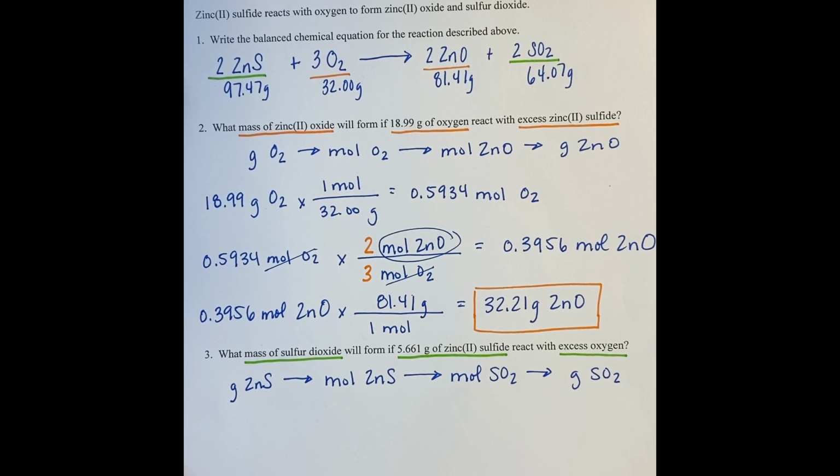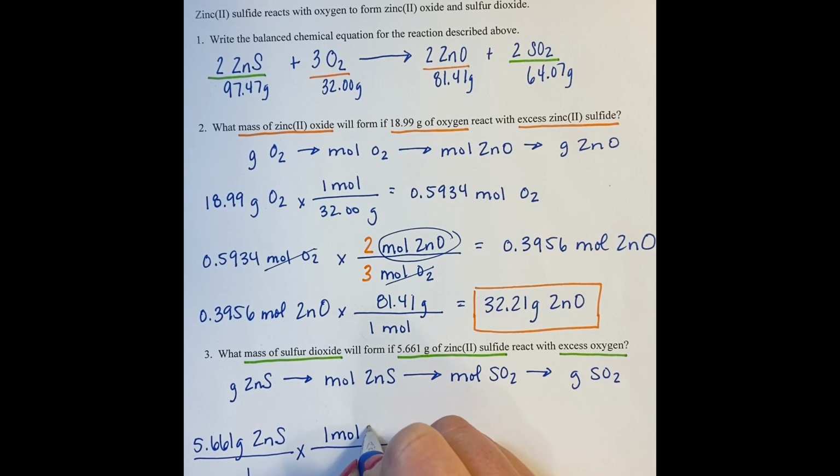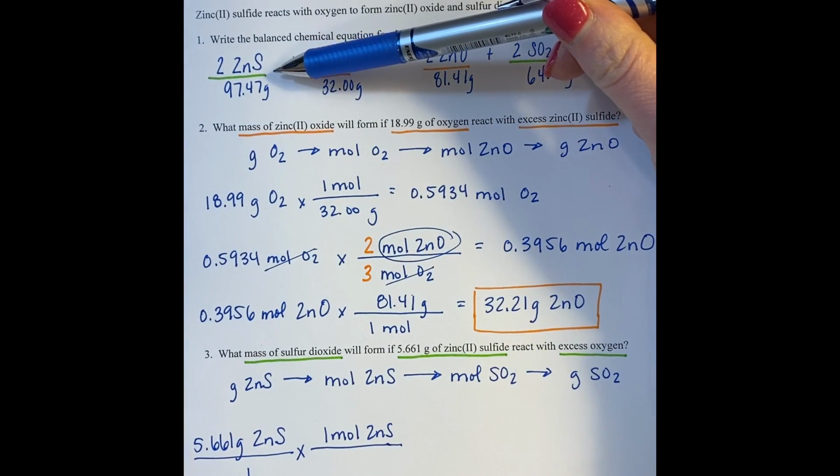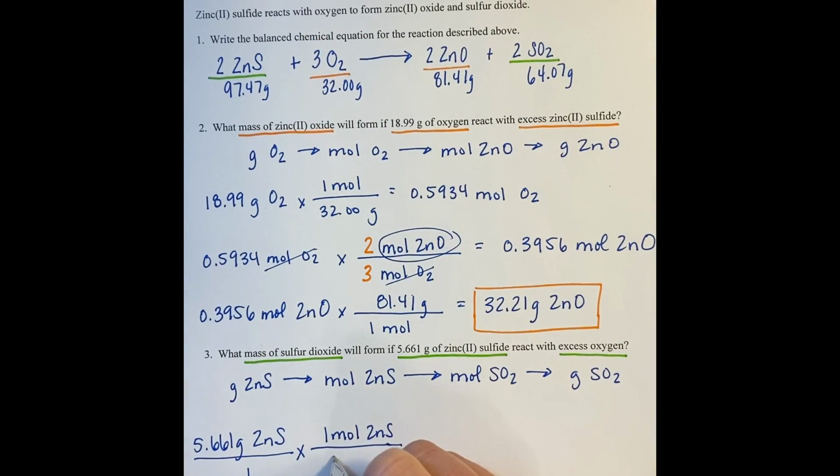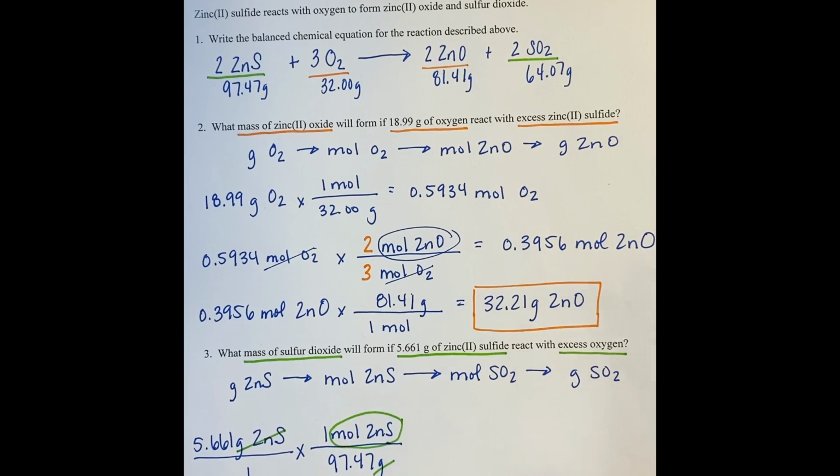As we start the problem, I have 5.661 grams of zinc sulfide. You can put that over 1 if you want. I first need a conversion factor that's going to take me from grams to moles of zinc sulfide. I know that 1 mole of zinc sulfide has a mass, which I calculated up here to be 97.47 grams. At this point in the problem, my units of grams of zinc sulfide cancel, and I have units of moles of zinc sulfide.